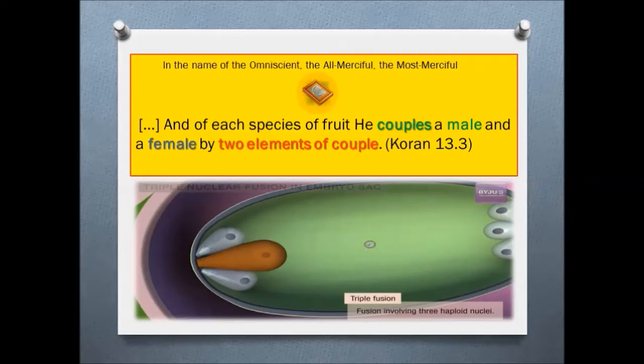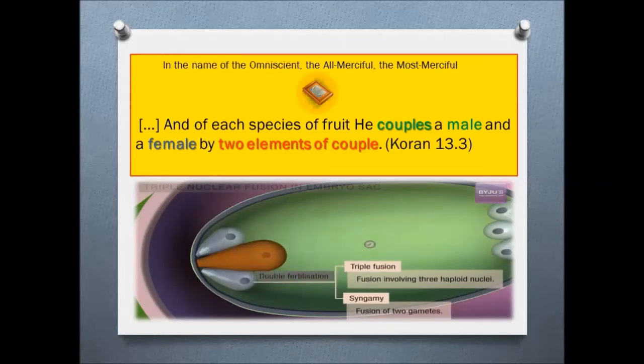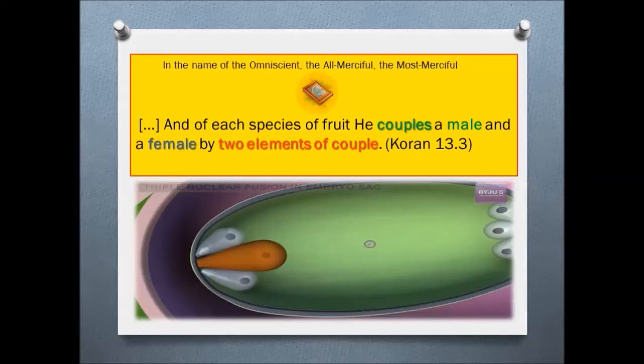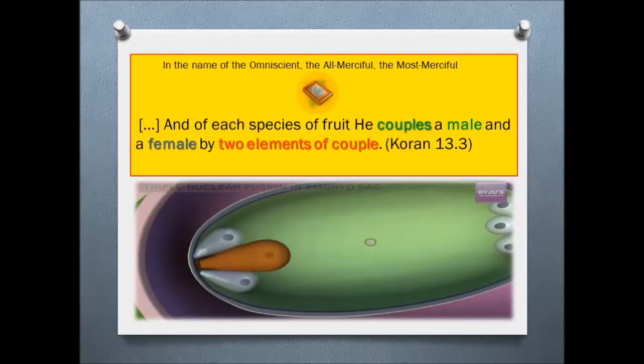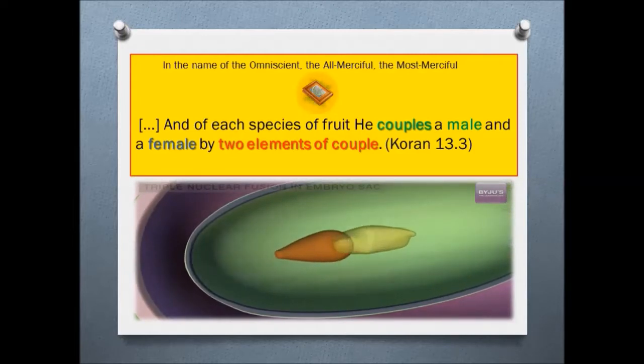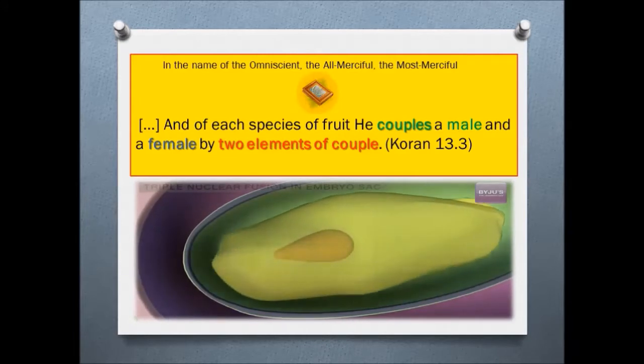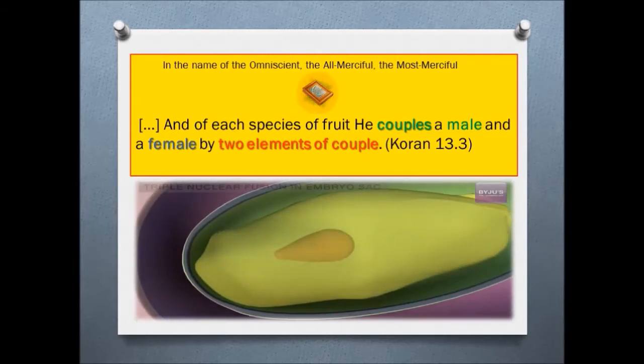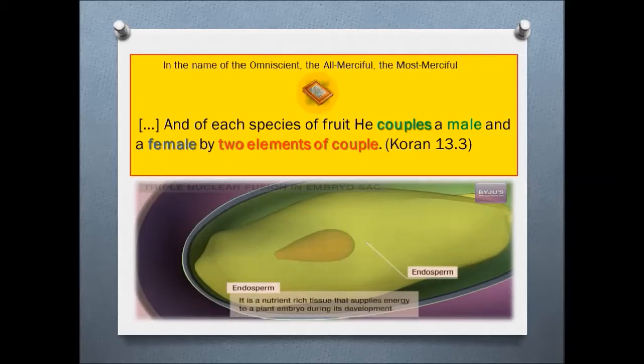These more or less simultaneous events, that is syngamy and triple fusion, are collectively termed double fertilization. And they're a hallmark of angiosperm reproduction. Fertilization in flowering plants accomplishes two things. One, it creates a diploid zygote, which develops into an embryo. And two, it creates a triploid cell, that is the PEN, which eventually develops into endosperm, a nutrient-rich tissue that supplies energy to a plant embryo during its development.